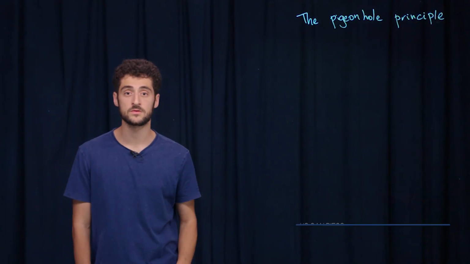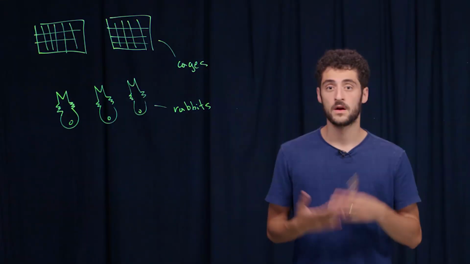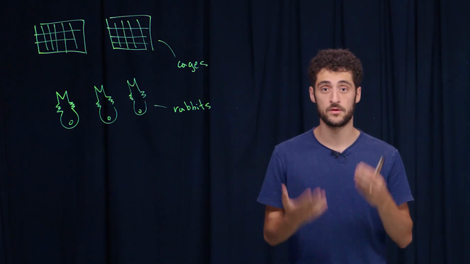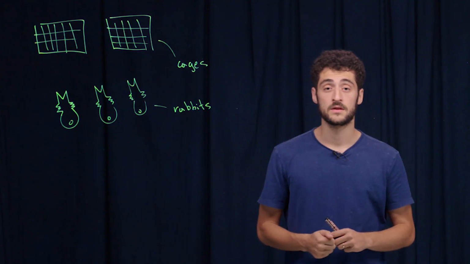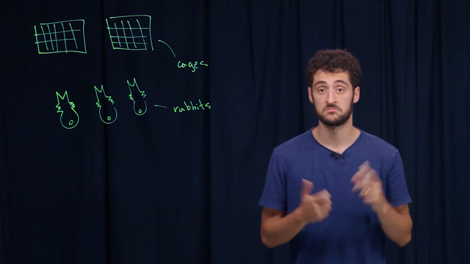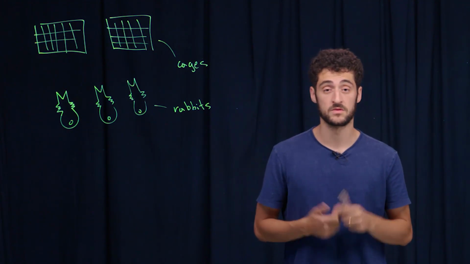In this video, we are going to study how to prove that something exists, and we are going to use the Pigeonhole Principle. Let's imagine that we have two cages and three rabbits, and we want to put these rabbits into these cages. It's easy to see that we cannot put one rabbit per cage, because otherwise we have at least one additional rabbit we need to put somewhere.